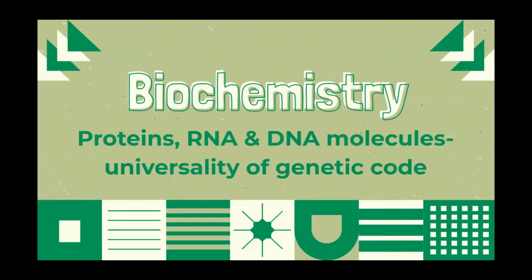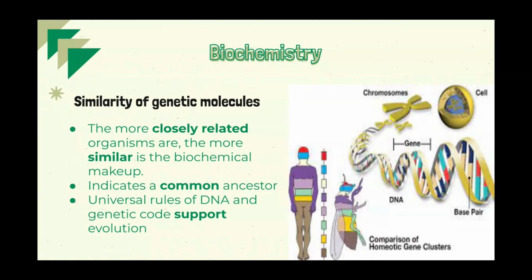Lastly, we have biochemistry. This is proteins, RNA, and DNA molecules, the universality of the genetic code, and the similarities of genetic molecules. The more closely related organisms are, the more similar the biochemical makeup. In other words, if organisms are more closely related, they probably are going to have similar proteins and DNA and things like that. That's why we do DNA testing.